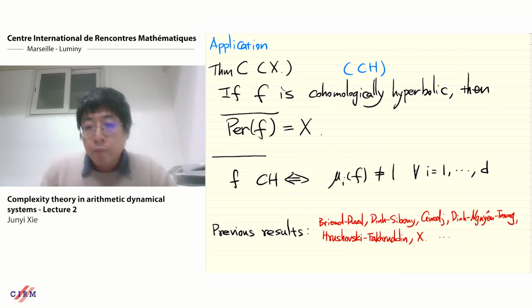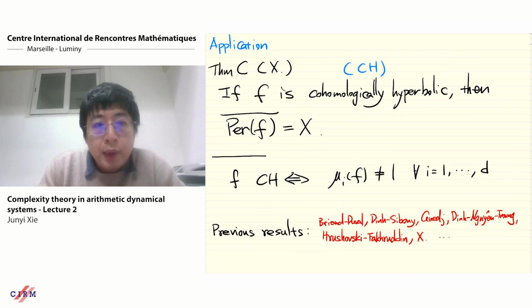Okay, and so now I want to give another application of this regressive inequality. In fact, it's a more geometric application. I think it's interesting because it seems that we want to really use this complexity theory to understand our dynamical system. So this is our theorem C.